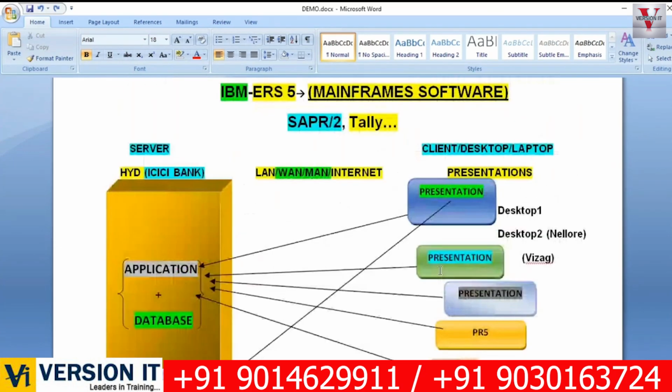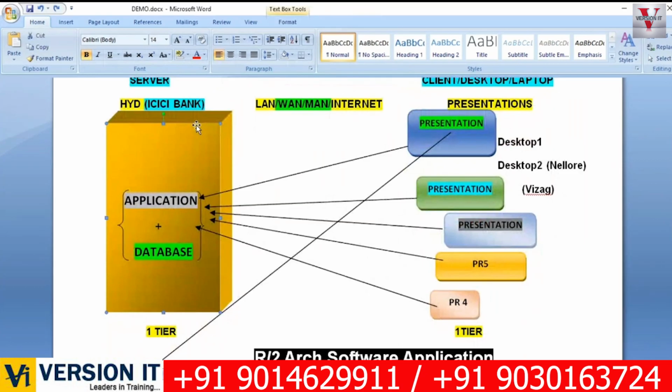Now you have an account in ICICI Bank and you want to deposit, say, 5 lakh rupees. What will you do? You will go to the bank. This is the SR Nagar branch.